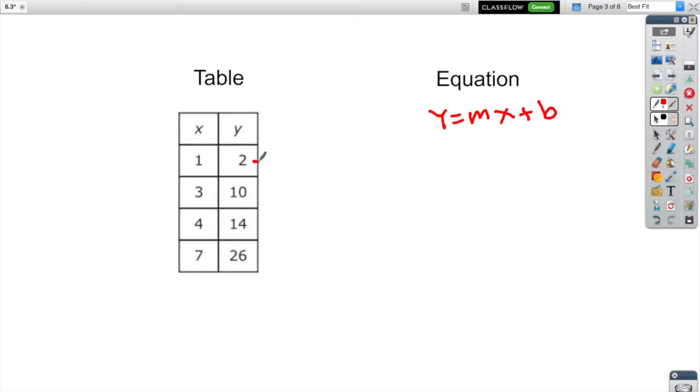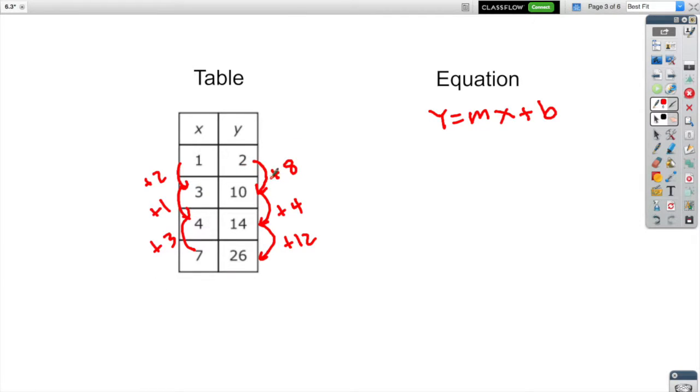So if I just look here and visually look at 2 to 10, well, that's a jump of plus 8. From 10 to 14, that's a jump of plus 4. From 14 to 26, that's a jump of positive 12. Now x controls across movement, so this would give us our run numbers. If I look at those jumps, here I've got plus 2, here I've got plus 1, and here I've got plus 3.